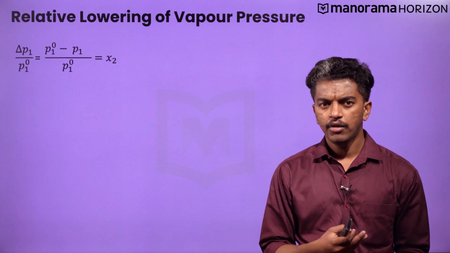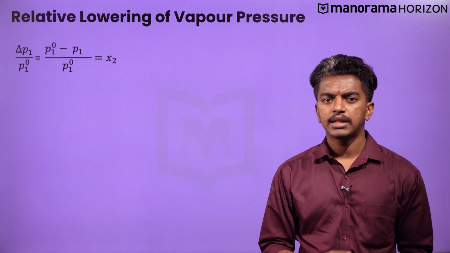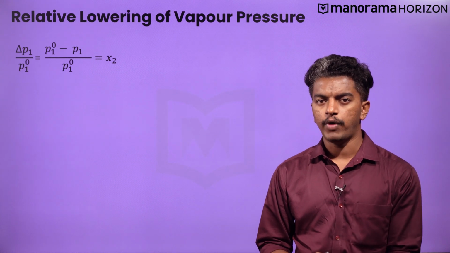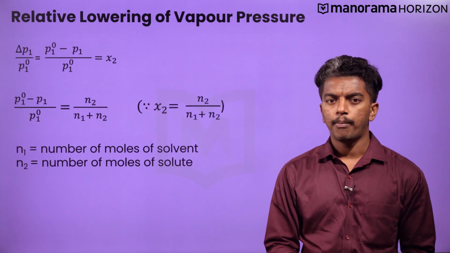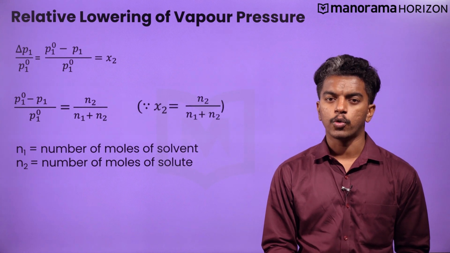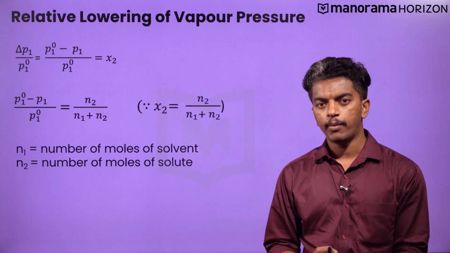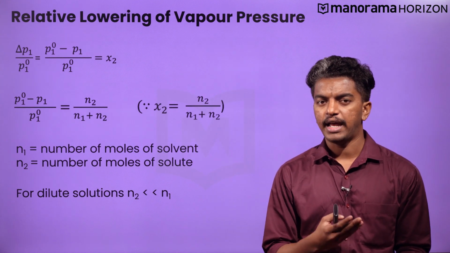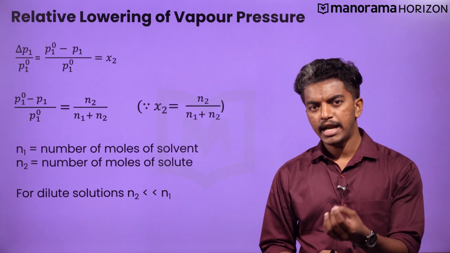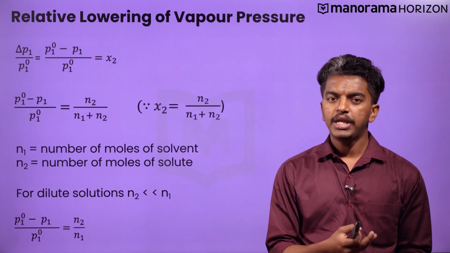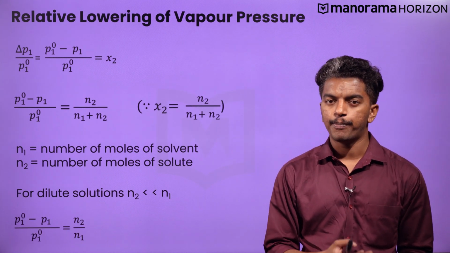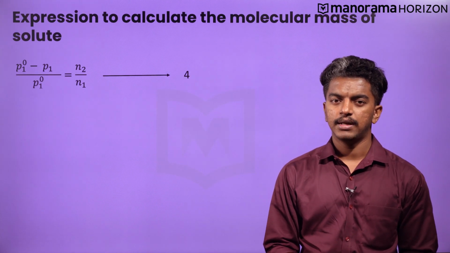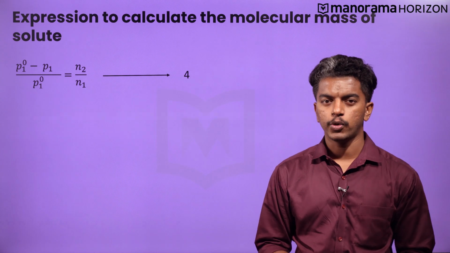its nature. Further, if N1 and N2 are the number of moles of solvent and solute respectively, then you may write the relative lowering of vapor pressure as P1 0 minus P1 divided by P1 0 is equal to N2 divided by N1 plus N2. For dilute solutions, N2 is very less than N1. Hence, neglecting N2 in the denominator, we have P1 0 minus P1 divided by P1 0 is equal to N2 divided by N1. Next, we will discuss the expression to calculate the molecular mass of solute.